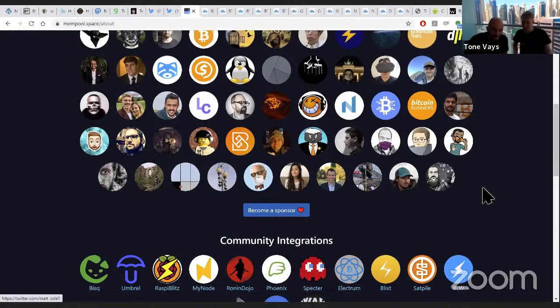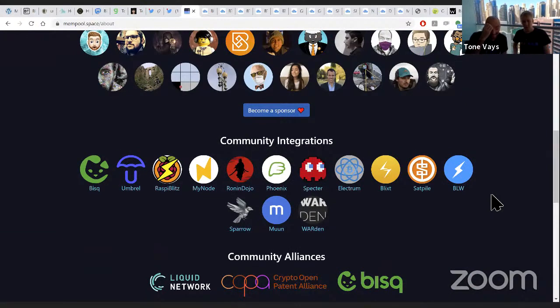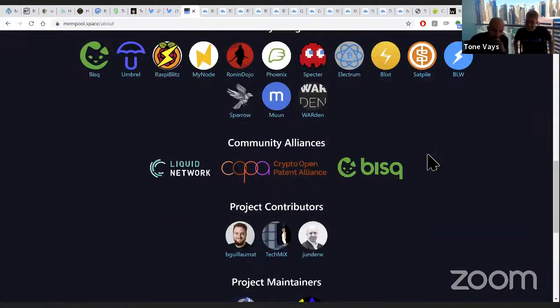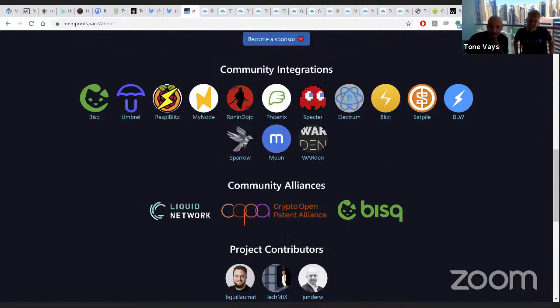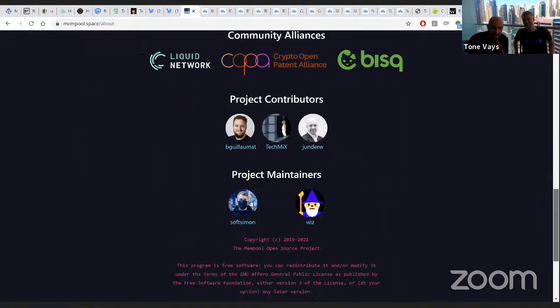All right, and here's the community integration. This is all the open source apps that we are now integrating with. So if you're using the Phoenix Lightning wallet, for example, you will. Oh, we should talk about Lightning. Yeah, this will be forever, right? What about Ethereum? Oh yeah, it's a shit coin. Maybe we'll get there.